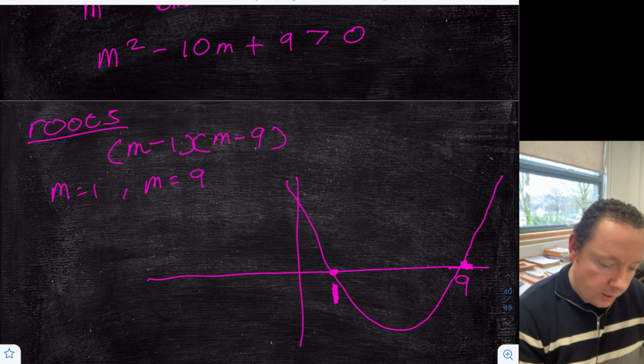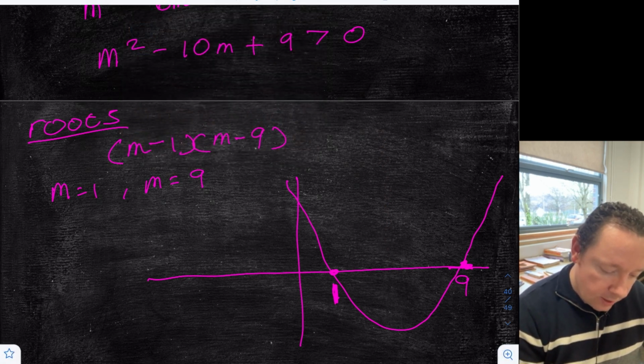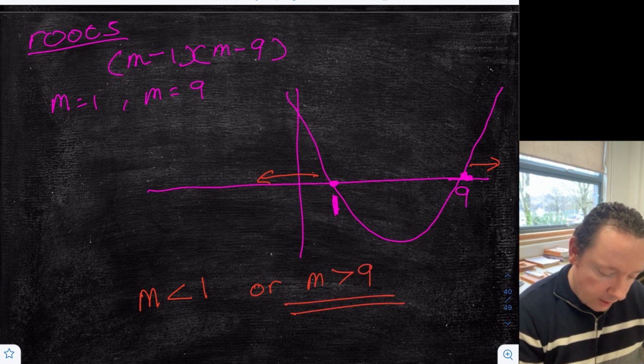And we're looking at when it's greater than 0, so I'm looking at when it's above the x-axis. So using a different colour pen, it's above the x-axis over here, and it's above the x-axis over here. In other words, when m is less than 1, or when m is greater than 9. And that's our final answer.